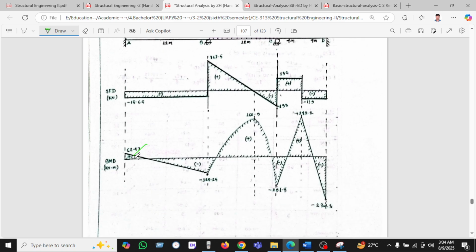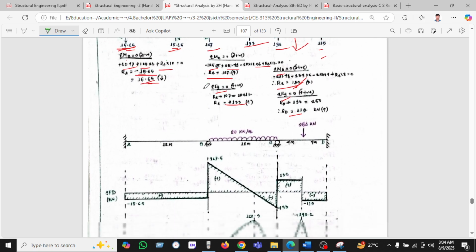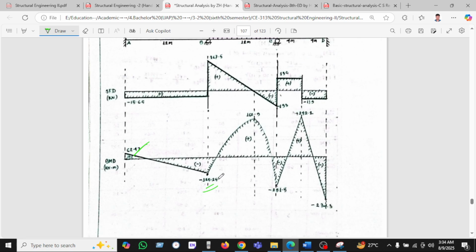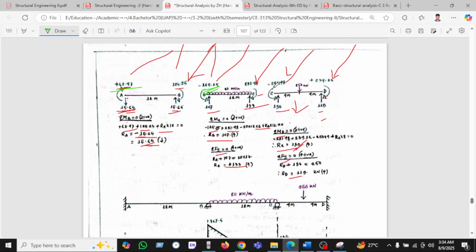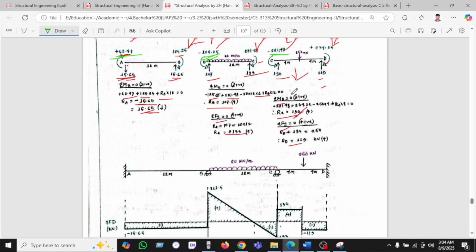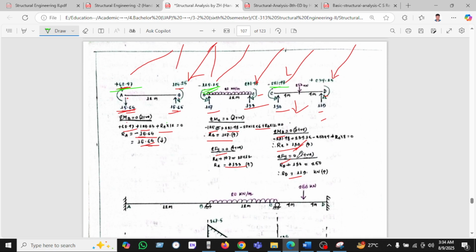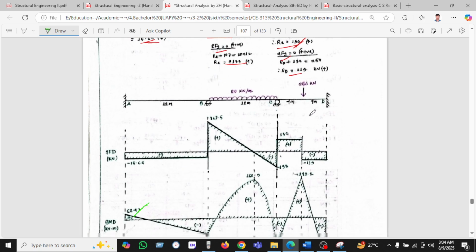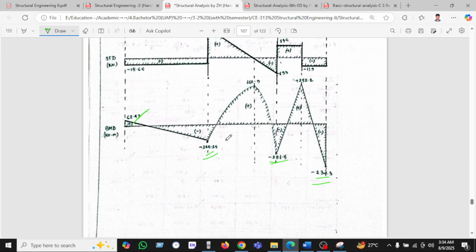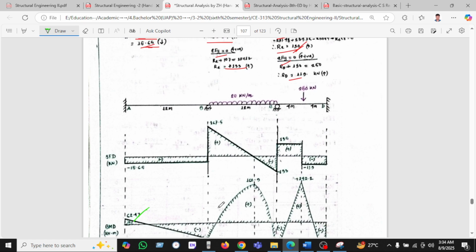62.47 is positive. Now we can see 125, this is the 125 negative, and this is the 281, negative also. And the last one we found is 234, positive, so that's why 234 we found here. All this diagram we can draw as usual, so there will be no problem. This is the shear force diagram and this is the bending moment diagram.